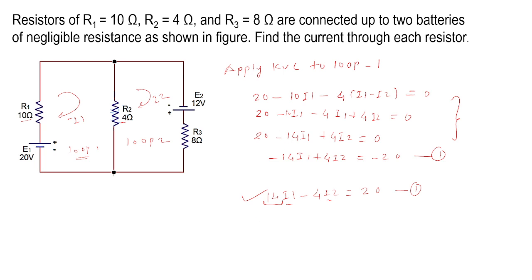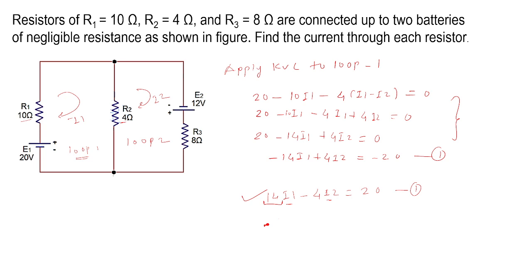So instead of doing all these maths, what we have done? We have directly found the equation. So now you can see here. Same thing we are going to do with loop number 2. So now 8 plus 4, how much? It is 12.